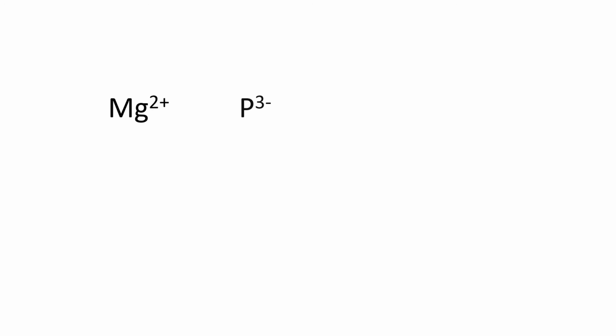Let's take the ions of magnesium and phosphide. The thing you need to be aware of with ions is their charge. Each magnesium ion brings with it a positive 2 charge, and each phosphide brings with it a negative 3 charge. If we add these two charges together, the positive 2 from the magnesium and the negative 3 from the phosphide, we get a negative 1.